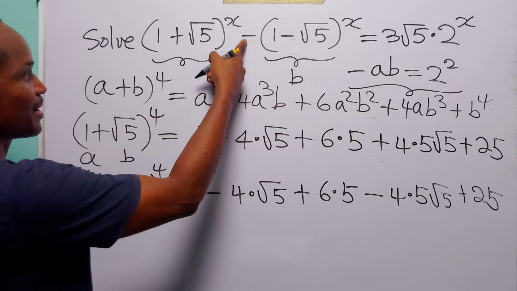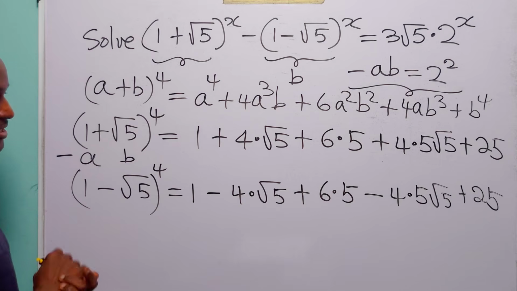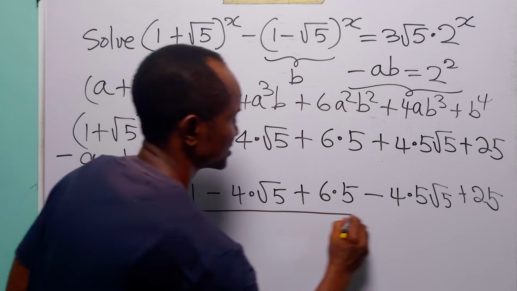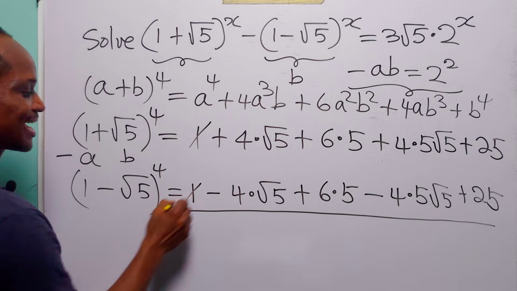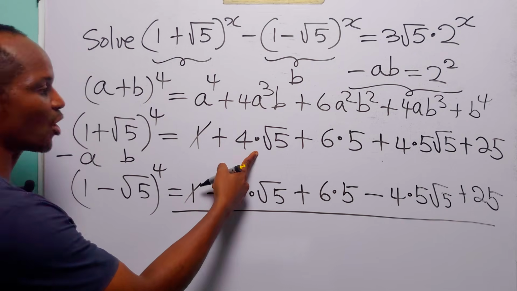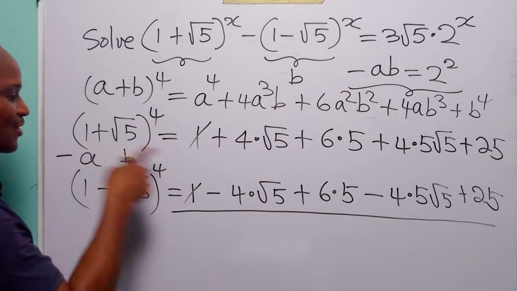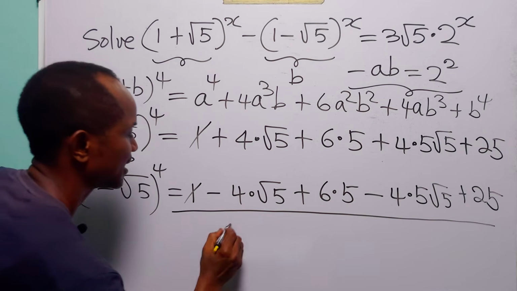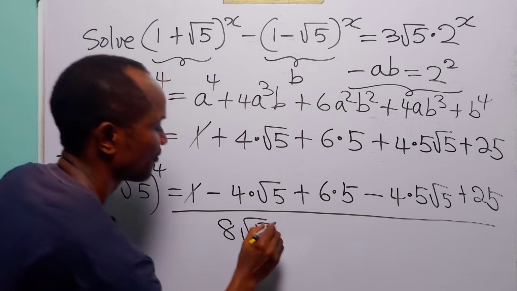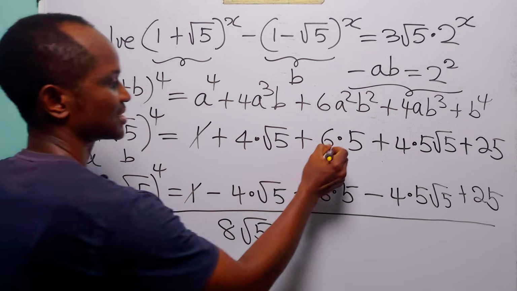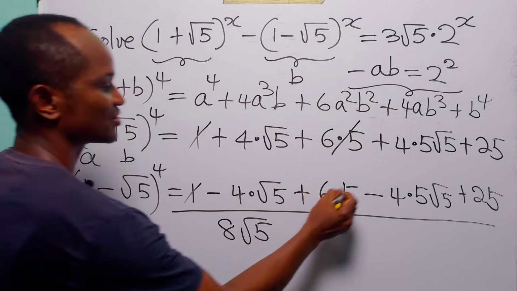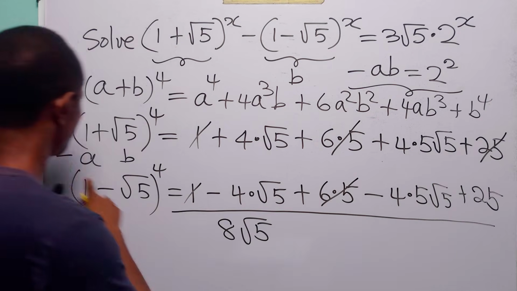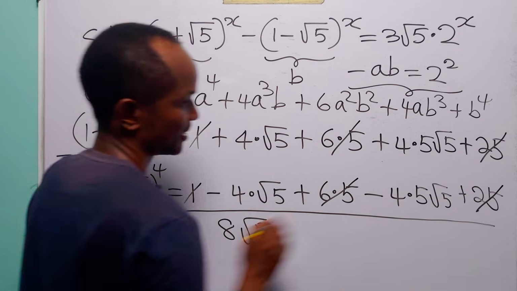Now you remember that we are subtracting. Of course, this minus this is going to give us 0. So this will cancel that. 4√5 minus (−4√5) is going to give us 8√5. Of course, this is going to cancel that. And without wasting time, this is going to cancel that.